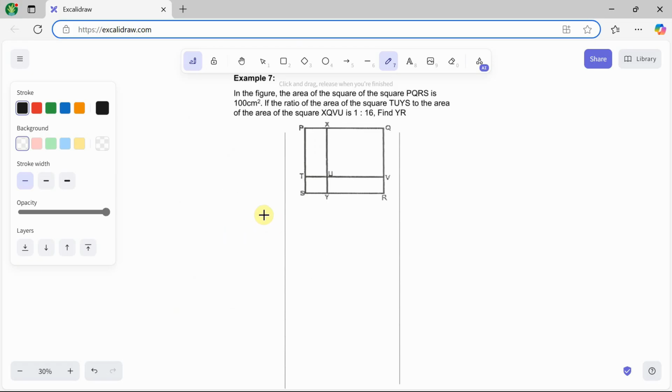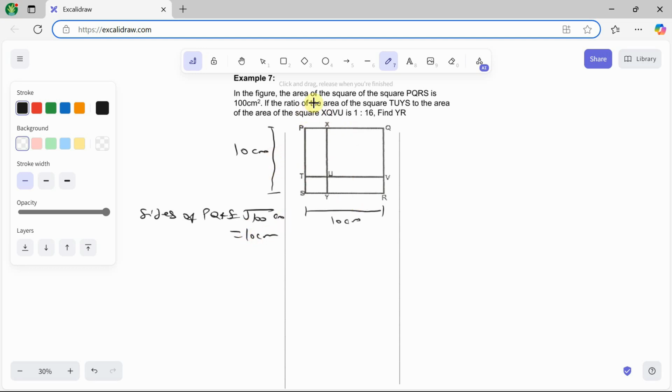For this question, I'm not going to use any shortcut, but we know that the area of the square is 100 centimeters squared. So that means this side here is 10 centimeter and this side here is 10 centimeter. We know that. So I could just say the sides of PQRS will just be the square root of 100 centimeter, which is 10 centimeter. We know this.